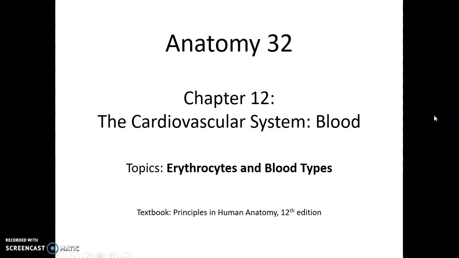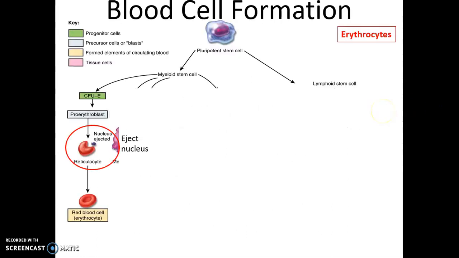Anatomy 32, Chapter 12, the cardiovascular system, blood. Topics: erythrocytes and blood types.